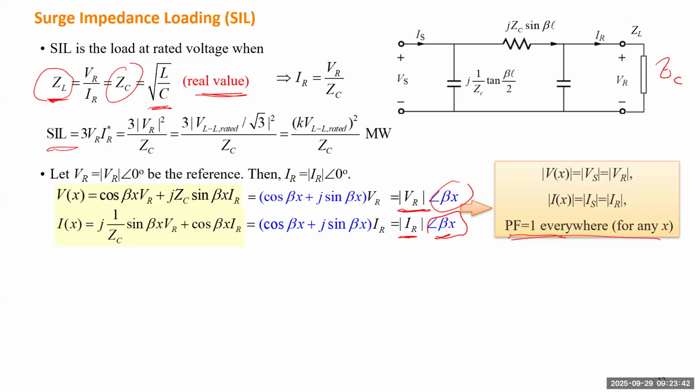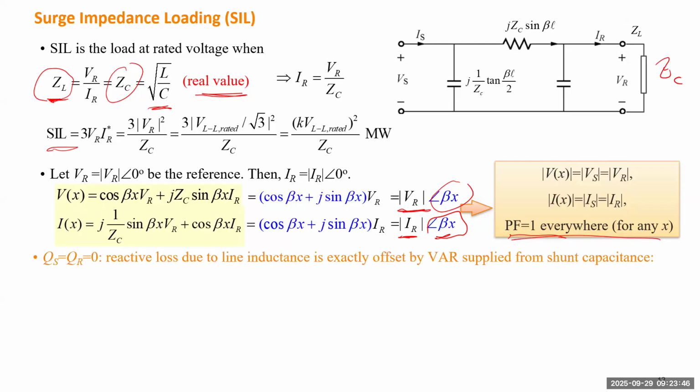So that's perfect, but that usually cannot happen in reality. But we can still use surge impedance load as an index to evaluate what the ideal load is for a specific line. If your actual load is higher than this load, you need to provide some reactive power. If it's lower than this load, you need to consume some reactive power.